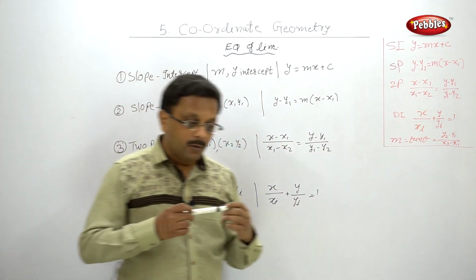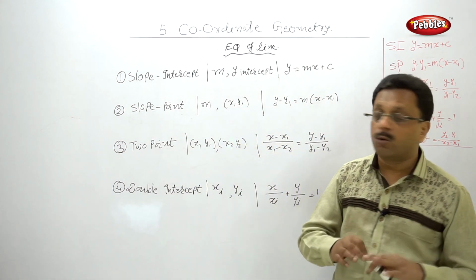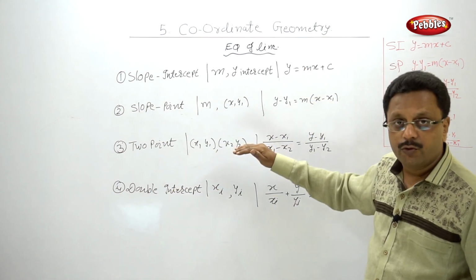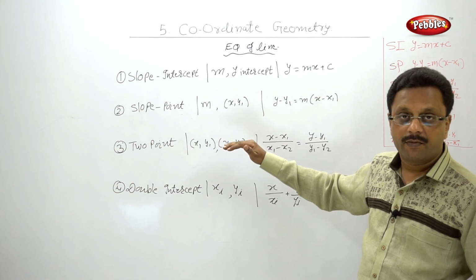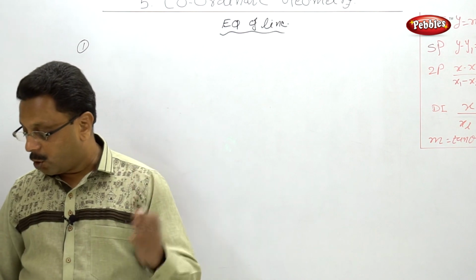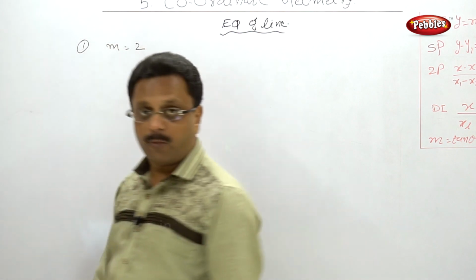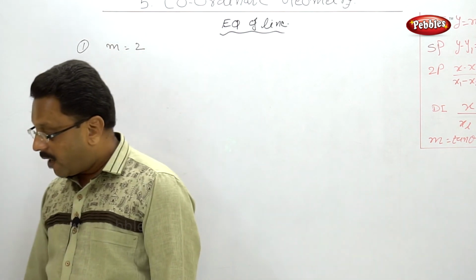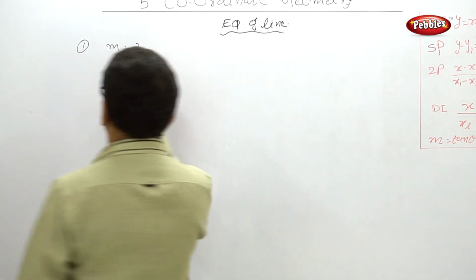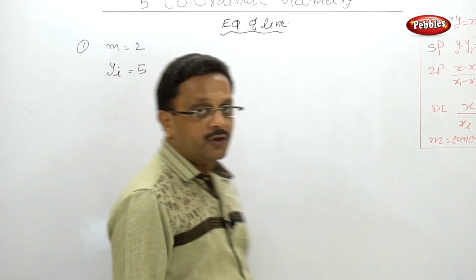So this chapter is an extremely easy chapter. Only don't get confused in this. I already explained when you should use which form. So let us go ahead and solve a few examples. If the slope of the line is 2, the slope m is given as 2, and the y-intercept is 5, then write the equation of the line. Y-intercept is given 5, find the equation of line.